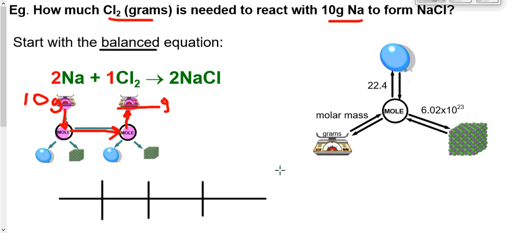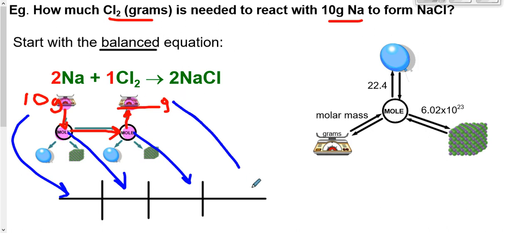So you can start by drawing a big long factor label line that has 4 sections to it. Each of the sections in the factor label line is going to correspond to one of the 4 corners that we have labeled here. We're going to start with our grams of sodium. Then we're going to change grams of sodium into moles of sodium. We're going to change moles of sodium into moles of chlorine, and we're going to change moles of chlorine into grams of chlorine. 4 steps.